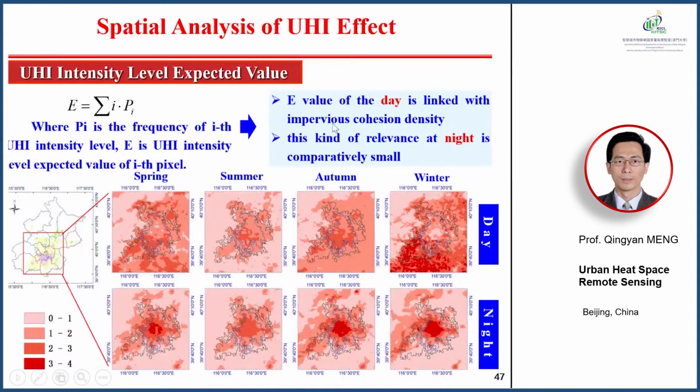Okay, the E value is linked with the impervious coherent density. And using the E, we can know the expected value of one pixel. Of course, it's original. We should study more profoundly, use some system such as the roof, and we might study the different scales and predict the urban heat island.